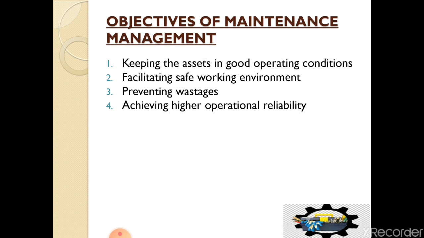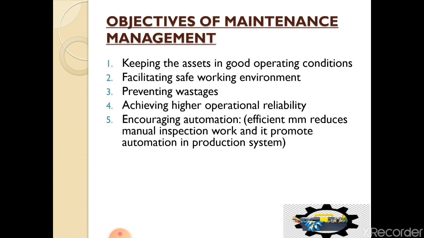Next is achieving higher operational reliability. Make sure that all the machinery runs at maximum operating efficiency. Here reliability is nothing but the maximum output with the current resources by reducing the wastages. Reliability is that a machine will function properly for a specified time.